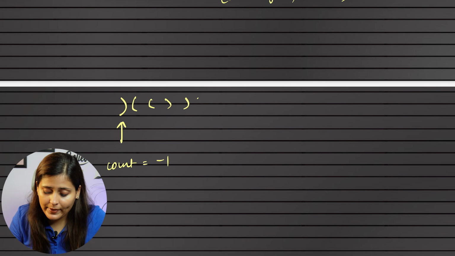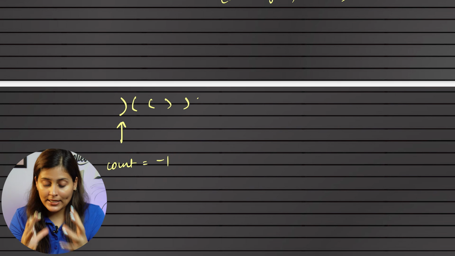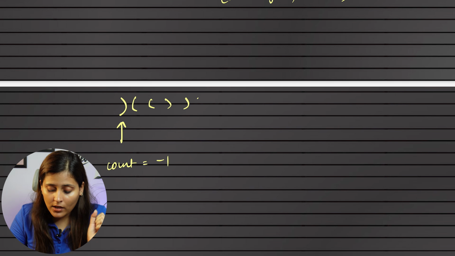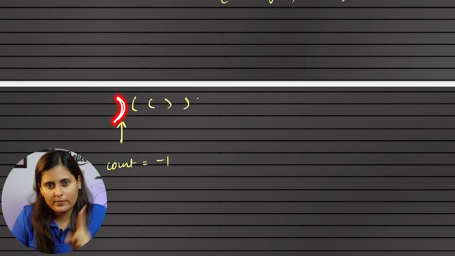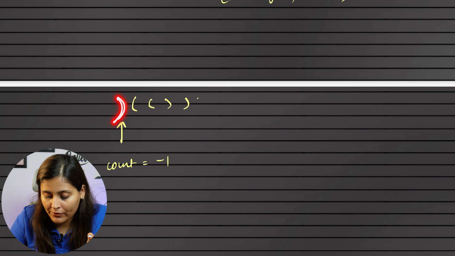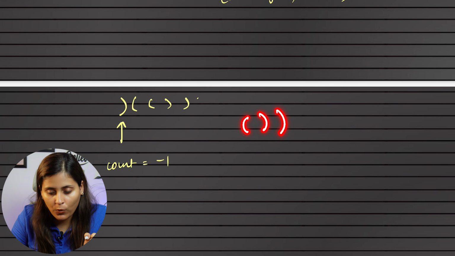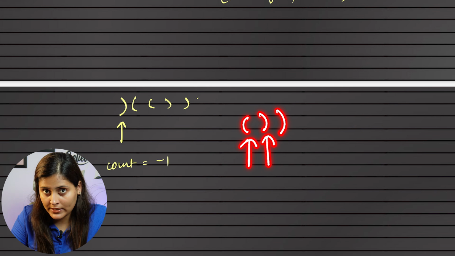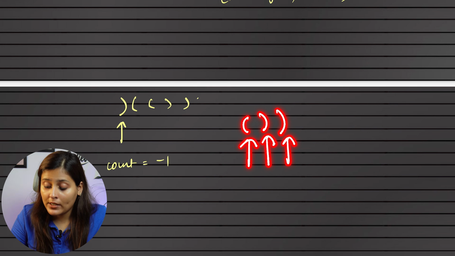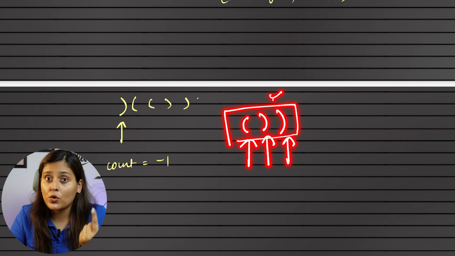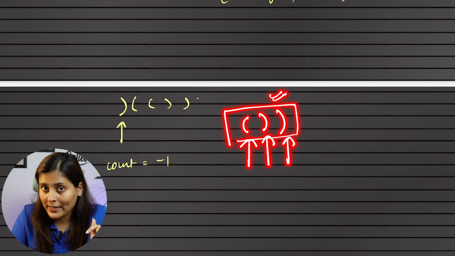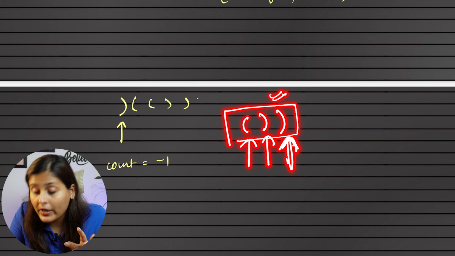And whenever your count becomes negative, it means there are extra closing brackets compared to open brackets. Can I say this? Why? Suppose you have this, this, this. So count 1, count 0, decrement, and count -1. So if your count is negative, for sure you have extra closing brackets compared to open brackets. And if you are standing at this last index, for sure now you will move ahead.